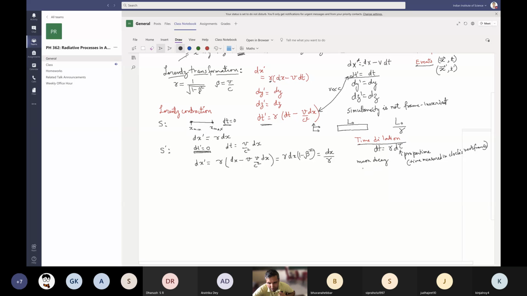So do you know the principle? What was the principle? Maybe not. You can try. Let's say muons have some half-life in their rest frame. Okay, now what will happen? The half-life in their own rest frame will increase in the moving frame.